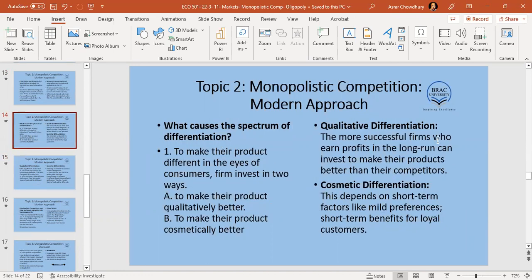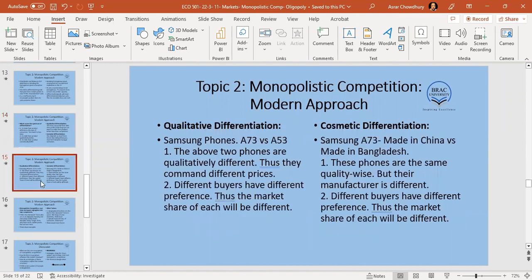এই যে the more successful farms who earn profits over time can invest to make their products better than competitors. So we have the segregation into two parts, right? ঠিক আছে তো? And এটা যে আমাদের কোয়ালিটেটিভ ডিফারেন্সিয়েশন, এটা একটা কোয়ালিটেটিভ ডিফারেন্সিয়েশন হলো. কসমেটিক ডিফারেন্সিয়েশনটা কি? The same model is being made in China and made in Bangladesh. A73 এখন বাংলাদেশে তৈরি হয় না?